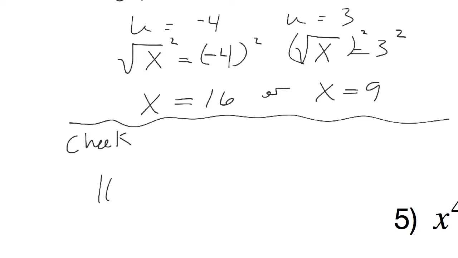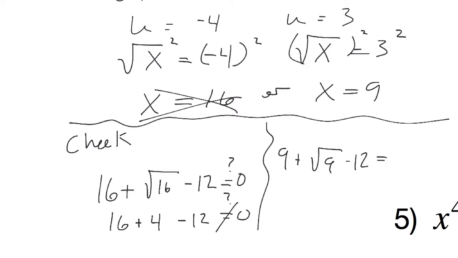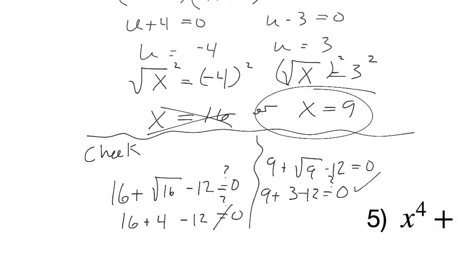Let's check these solutions. Is 16 plus the square root of 16 minus 12 equal to 0? Well, if you take the square root of 16, then that would be 16 plus 4 minus 12 is equal to 0, which is not true. So therefore, x equals 16 is not a solution. Let's check to see if 9 is an actual solution. 9 plus the square root of 9 minus 12 is equal to 0. Well, that's just 9 plus 3 minus 12 is equal to 0, and that is true. 9 plus 3 is 12, minus 12 is equal to 0. So yes, x equals 9 is a solution. And it's the only solution.